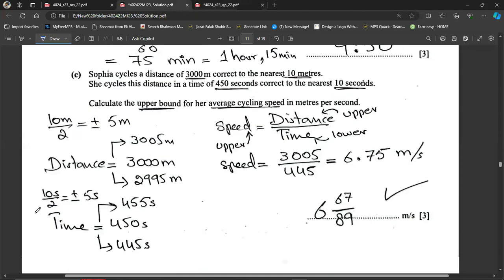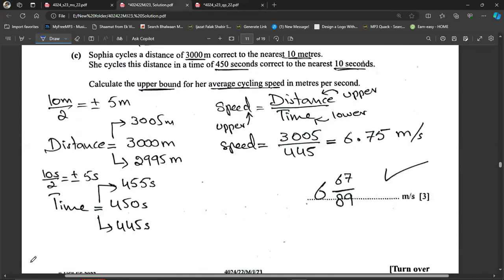So very simple, we have to find out. 10 meters divided by 2, that is plus minus 5 meters. Distance is 3,000 meters. Its upper bound will be 3,005 meters. Its lower bound will be 2,995 meters. The time is correct to 10 seconds. So divide 10 seconds by 2, you get 5 seconds. So the time is 450 seconds. Its upper bound will be 455 seconds, and its lower bound will be 445 seconds.